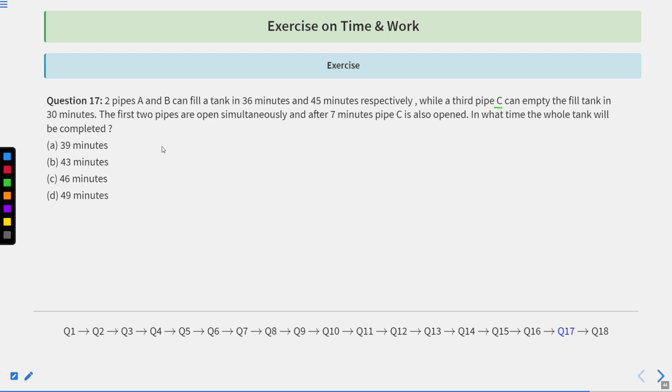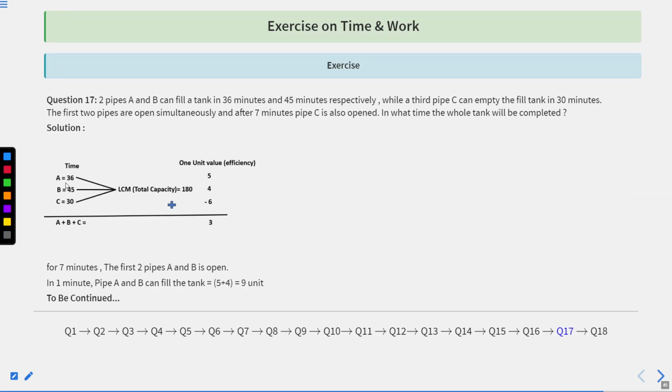Question number 17. 2 pipes A and B can fill a tank in 36 minutes and 45 minutes respectively, while a third pipe C can empty the filled tank in 30 minutes. So the first 2 pipes are opened simultaneously, and after 7 minutes, pipe C is also opened. In what time the whole tank will be completed?